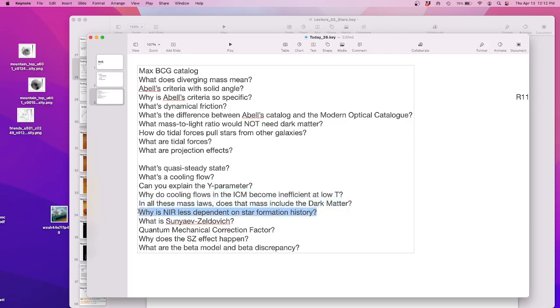Why is near-infrared less dependent on star formation history?